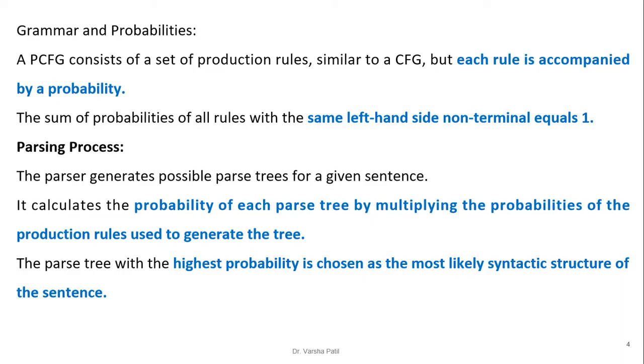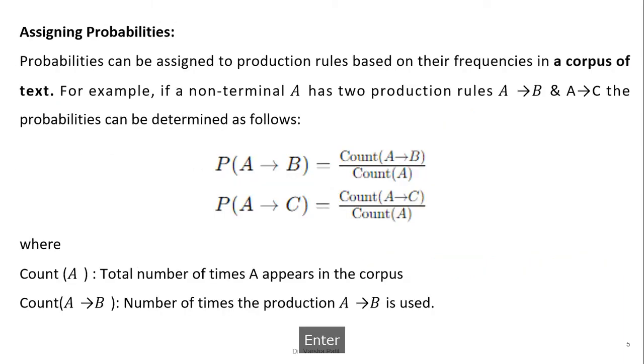Parsing process. The parser generates the possible parse trees for a given sentence. It calculates the probability of each parse tree by multiplying the probabilities of the production rules used to generate the tree. The parse tree with the highest probability is chosen as the most likely syntactic structure of the sentence.